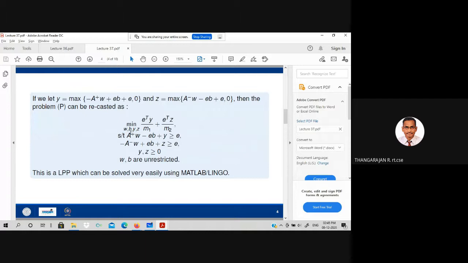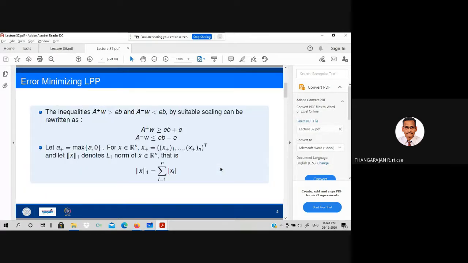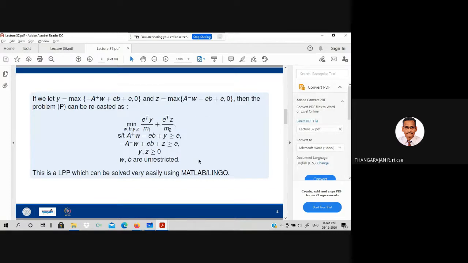Okay, right. And now you can just write it as minimize this subject to these conditions, which is a linear optimization problem. It is a linear optimization problem and it can be solved easily using MATLAB or Lingo. So what we are trying to do is frame a classification problem as an optimization problem and solve it with a standard tool. The standard tool is available for this.